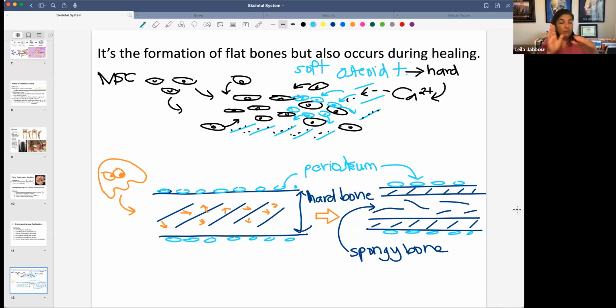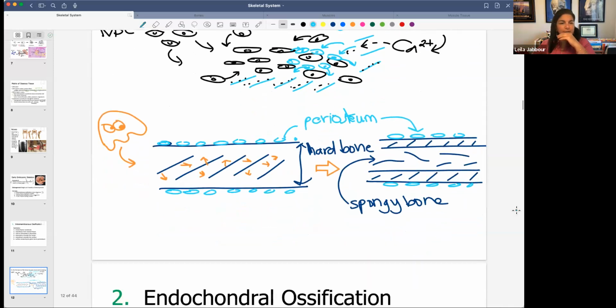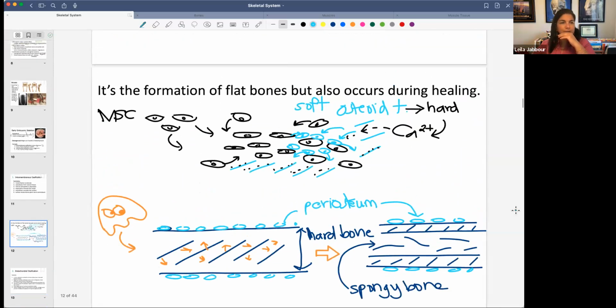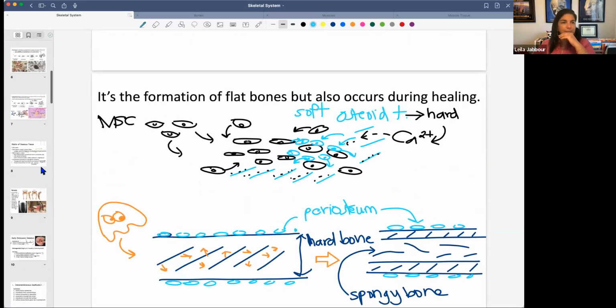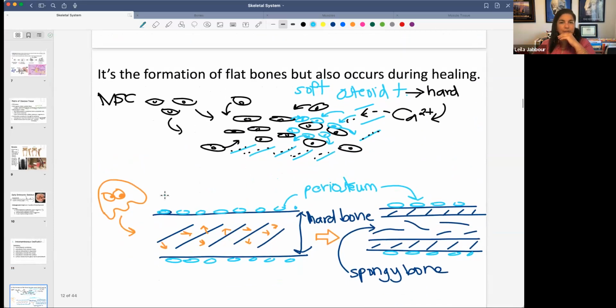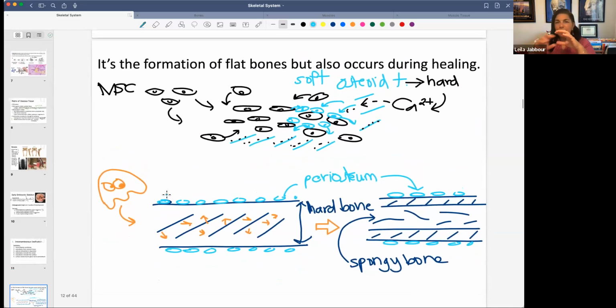So think of your skull. Is there a picture? Let's see. No, I'm surprised. I'm thinking of a picture in my undergraduate lecture. It's a picture of an actual flat bone sawed, and then you can see inside, and it's all spongy.